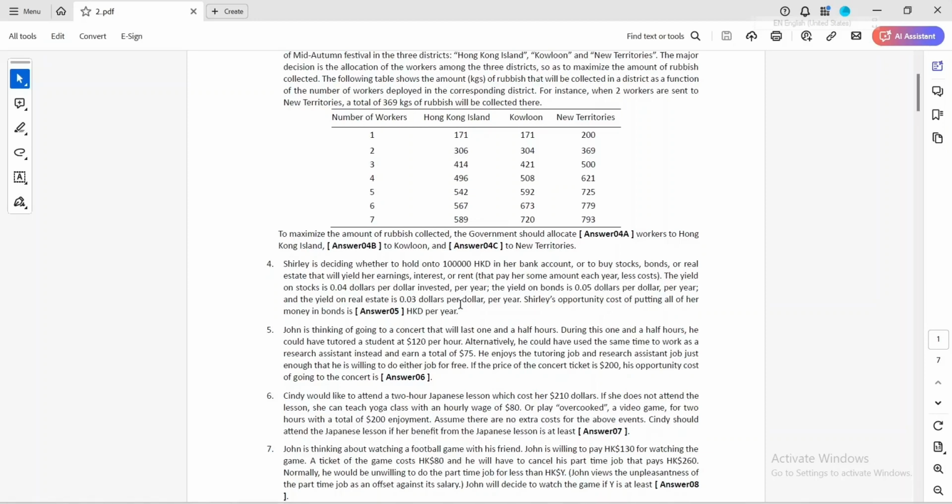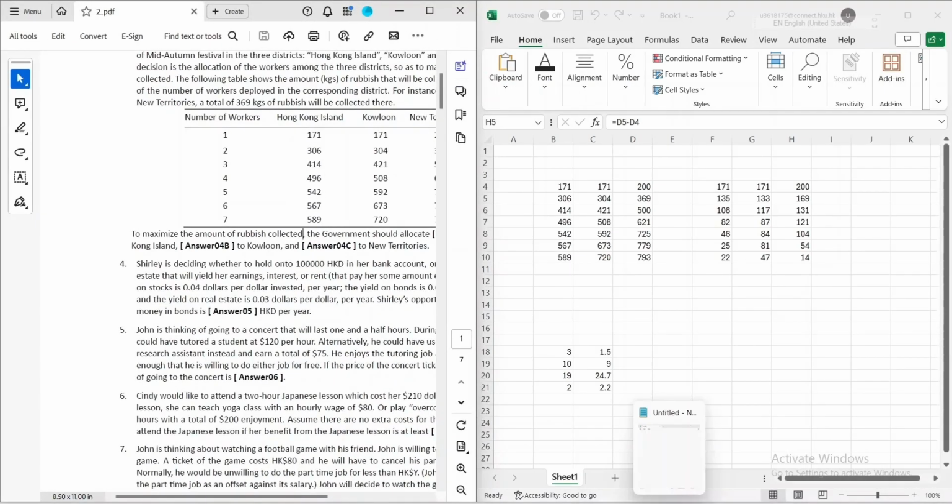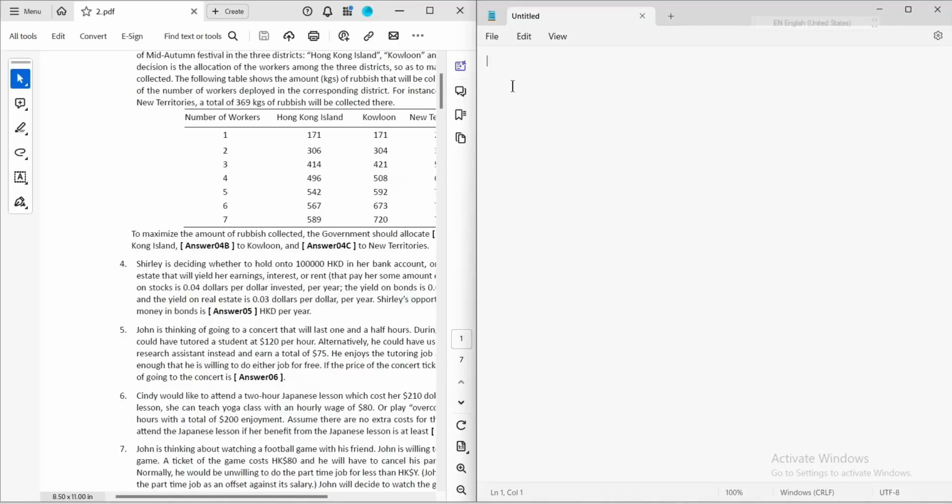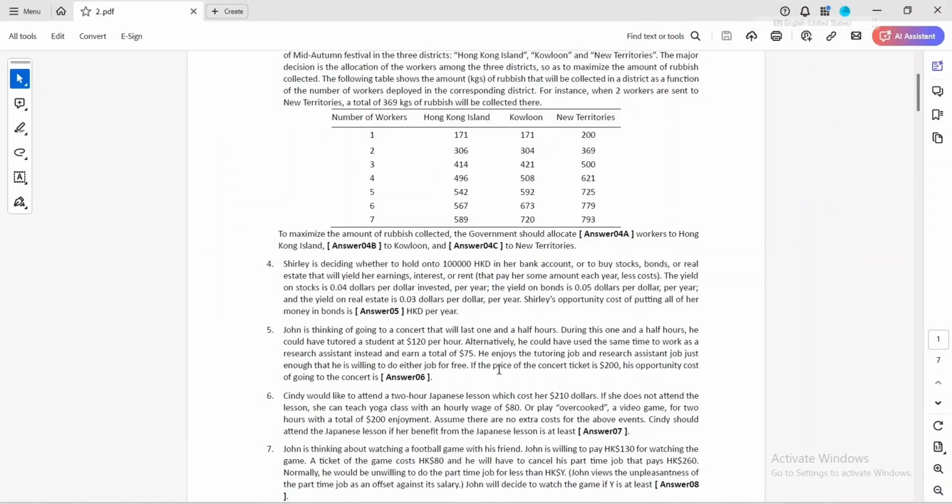Okay, so let me go to the notepad. The opportunity you will lose is simply 0.04 times this total amount. So this is 100,000. So this is simply 4,000. All right, so this is the answer. Let's move on to the next question.